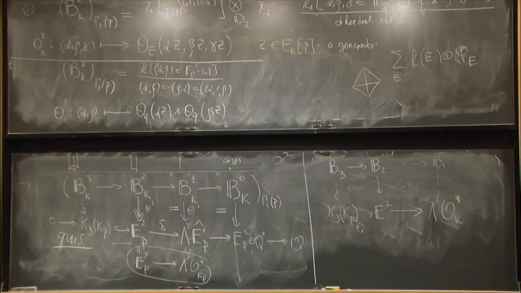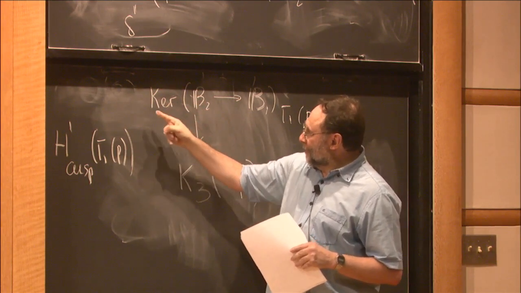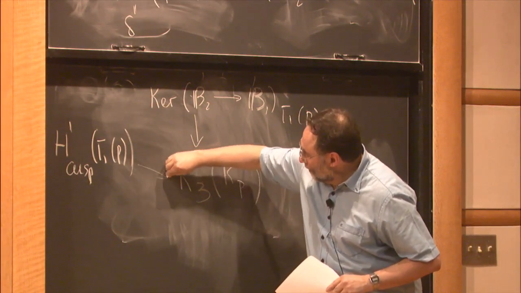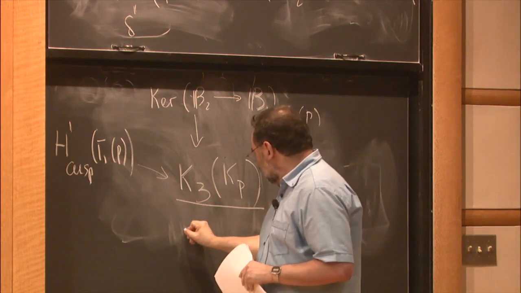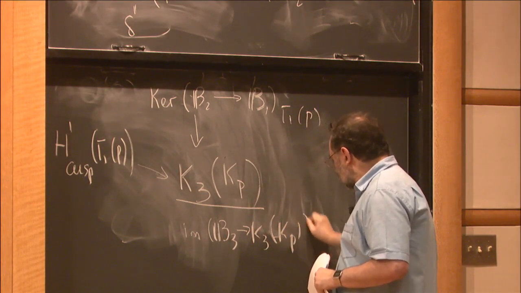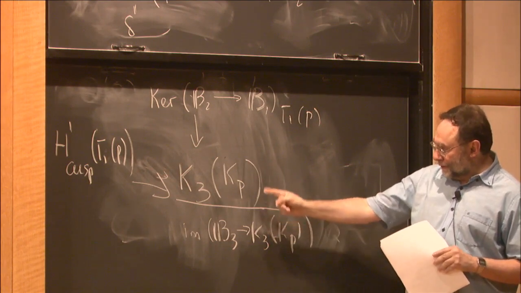And this map actually, so there is a third group here, which is H1 cuspidal of gamma 1 of P. And so at the end of the day, any element here produces an element in H1 of gamma 1. But the image of the B3 here doesn't change this element. So in any case, there is a map from here to here. On the level of cycles, you just take the kernel of this map you made to K3. This means that this group maps to K3, but actually to the image of this map from B3 to K3 of K_P. So now this is a well-defined map. So it's a canonical map from cuspidal cohomology of gamma 1 of P to some quotient of the group K3 of K_P.